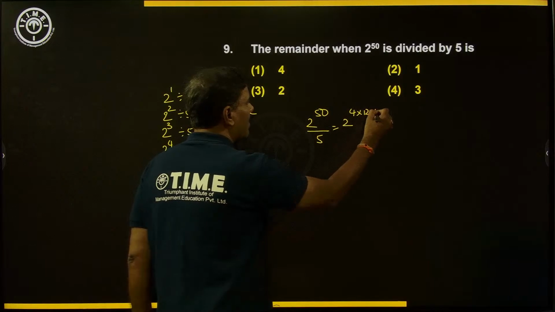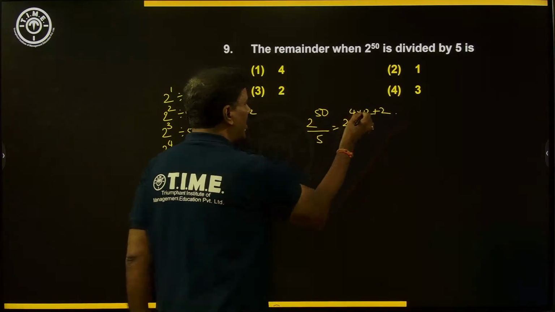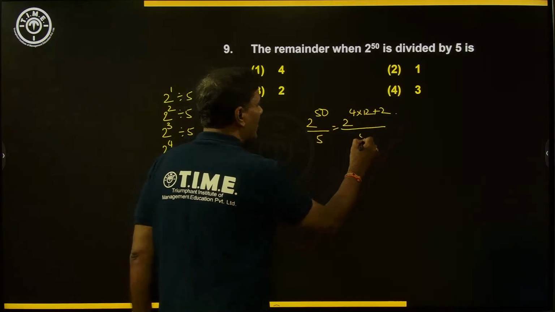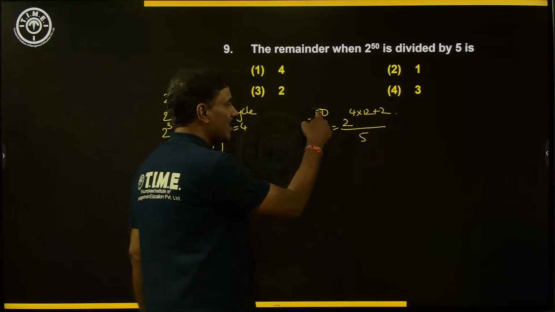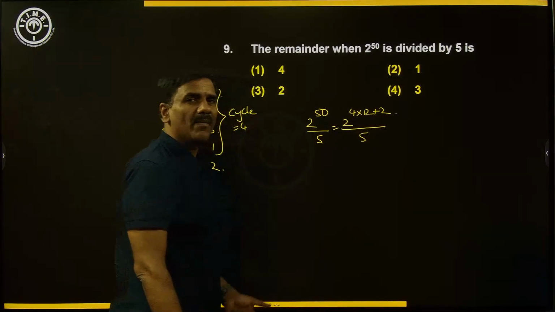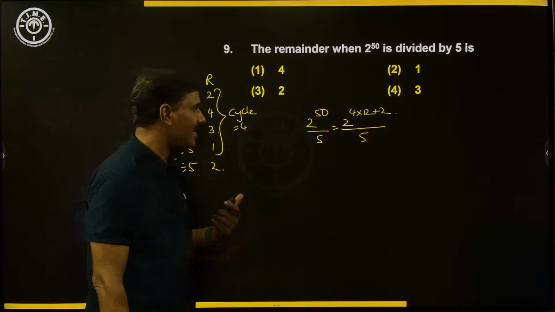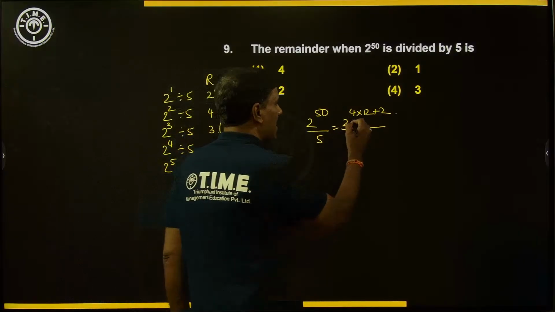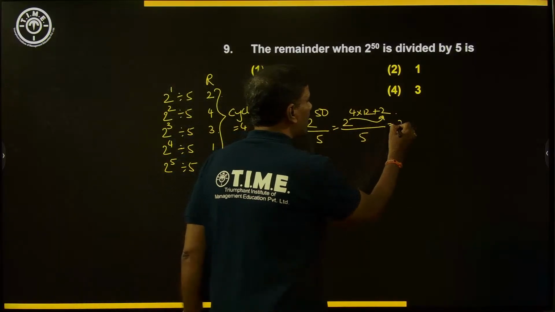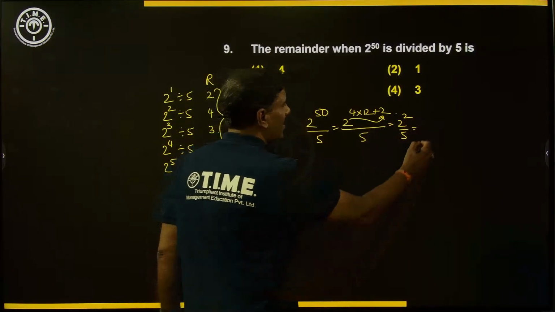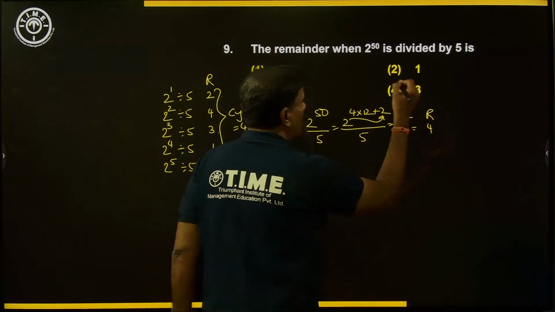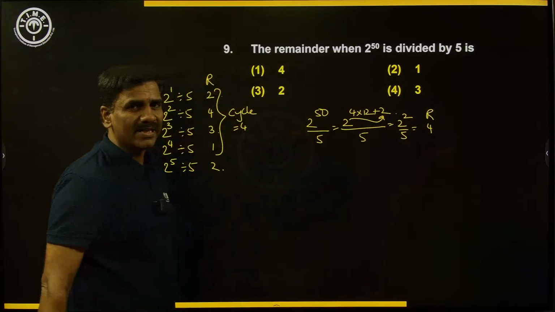We'll be expressing 50 in terms of 4, dividing it by 5. Here also the same thing. After expressing this index in terms of the cycle, if you have remainder, consider remainder. No remainder, we'll consider cycle portion. So as there is a remainder of 2, we'll be considering 2 square divided by 5. 2 square if we divide by 5, remainder is 4. This is the actual way of getting the answer.